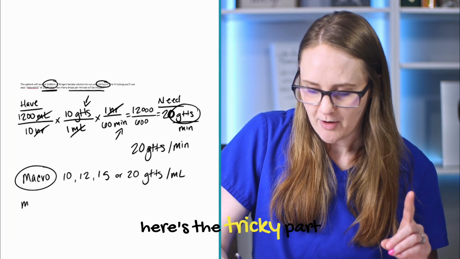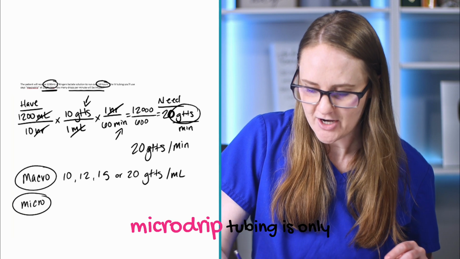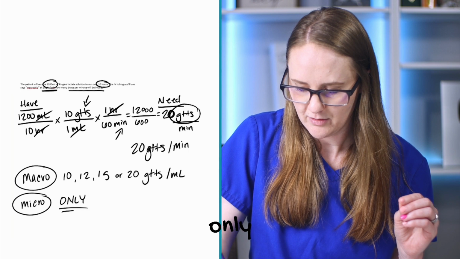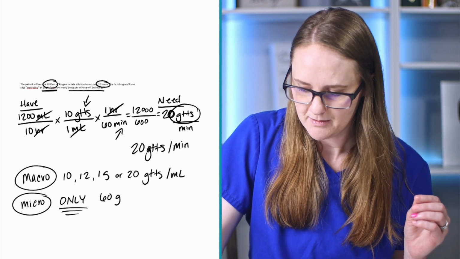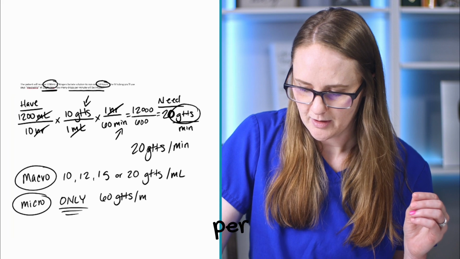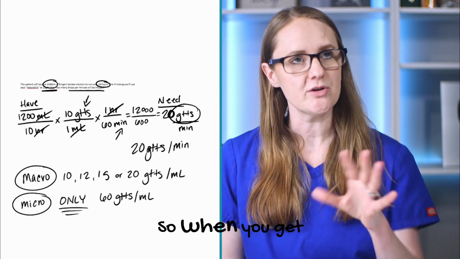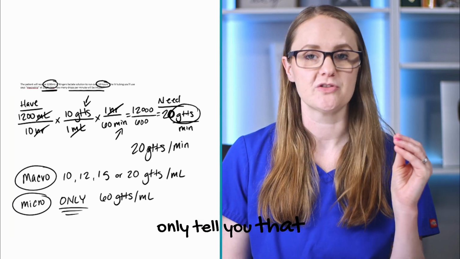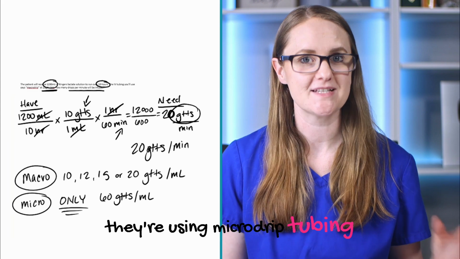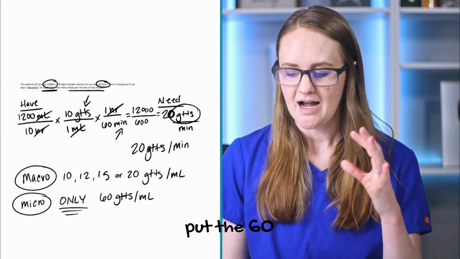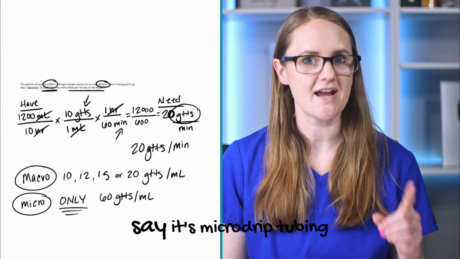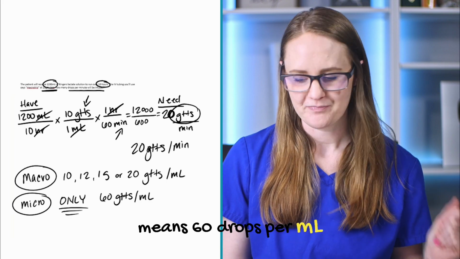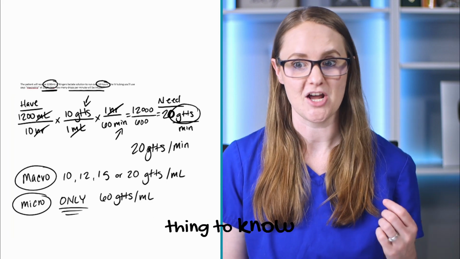Now, here's the tricky part. Micro drip tubing is only 60 drops per mil. Only. Okay? So when you get a dose calc question, sometimes they will actually only tell you that they're using micro drip tubing. Sometimes they won't actually put the 60 drops per mil. Sometimes they will only say it's micro drip tubing, and they expect you to know that that means 60 drops per mil. Okay, so that's a really important thing to note.